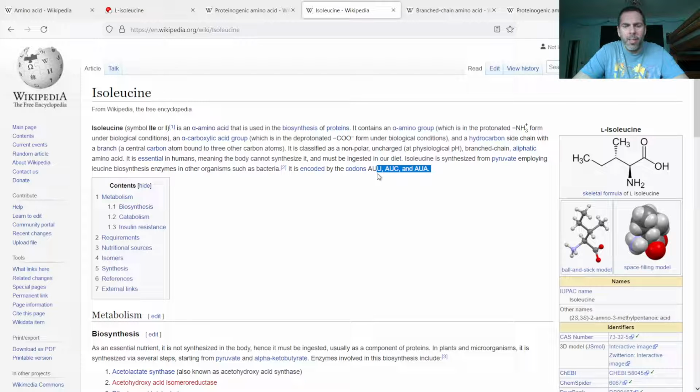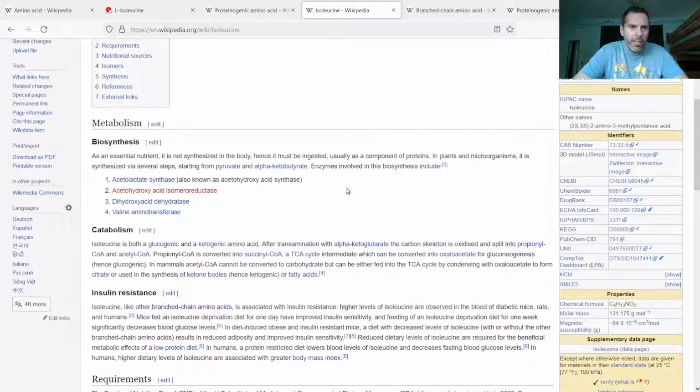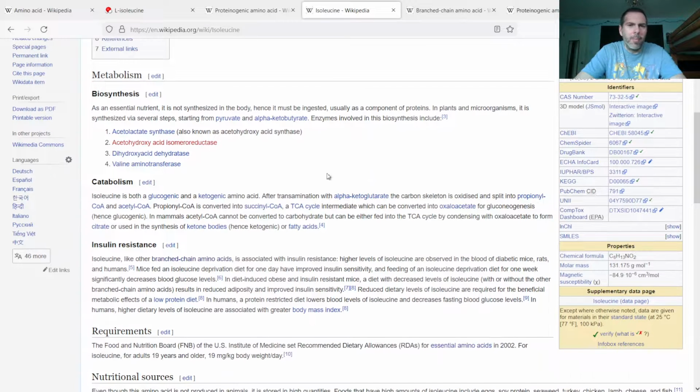It is the only amino acid that's coded by 3 codons. The rest are 1, 2, 4, or 6 codons. It is an essential amino acid, so you need to have it in your diet. There are ways for plants and microorganisms or prokaryotes to make it, but humans cannot. But we do break it down in catabolism to make other components.